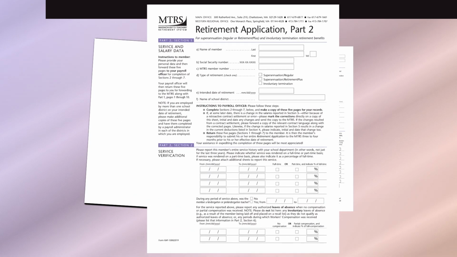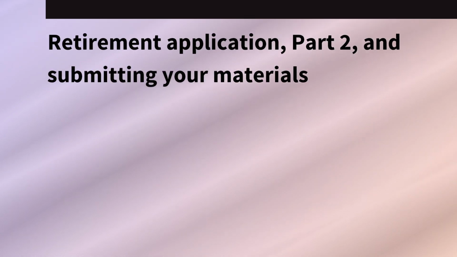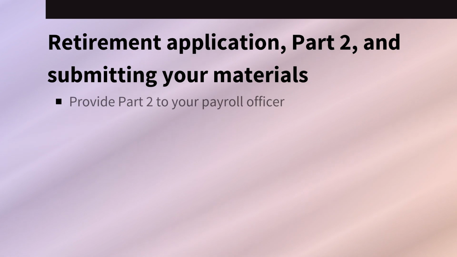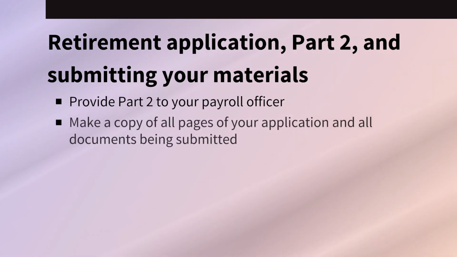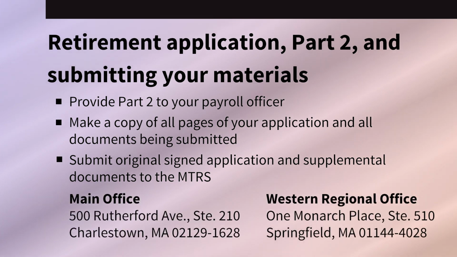Your payroll officer will complete Part 2 of your retirement application and then return it to you. Be sure to review the completed Part 2 to make sure that all the information provided is correct to your knowledge. Once you have your entire application completed and all supplemental documents together, make a photocopy for your records and then send or deliver your materials in a single package to the MTRS, either to our main office or our Springfield office.